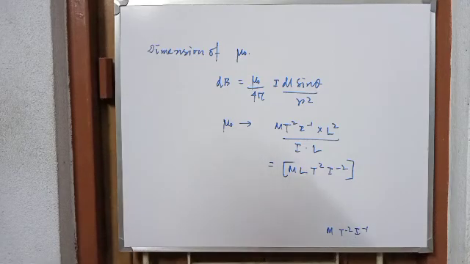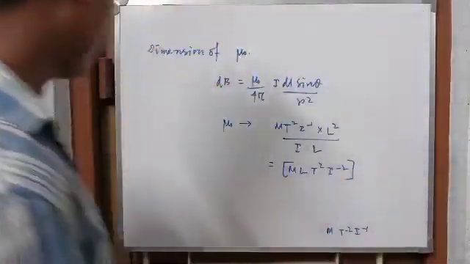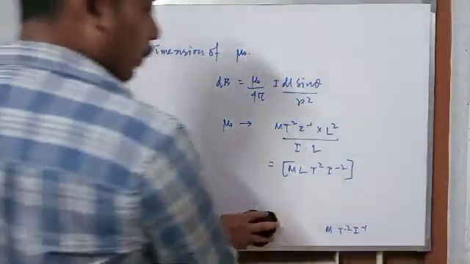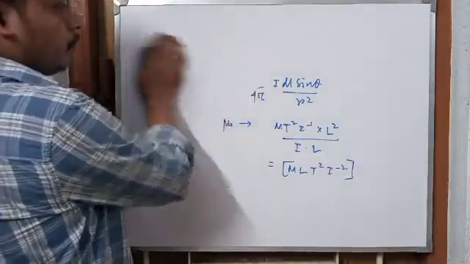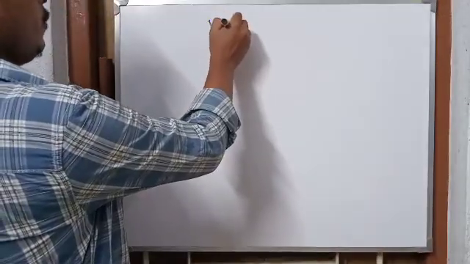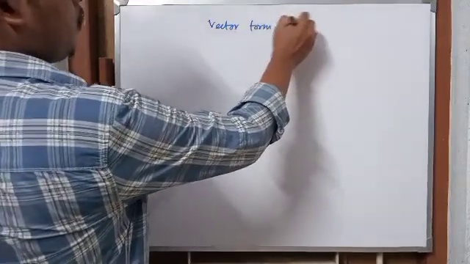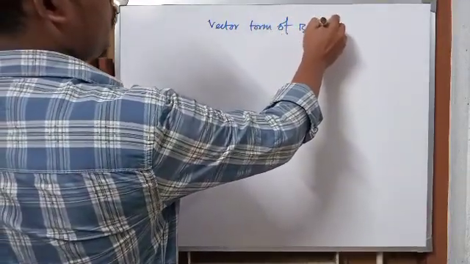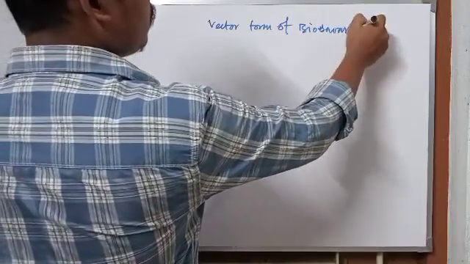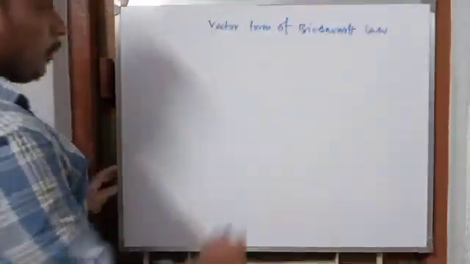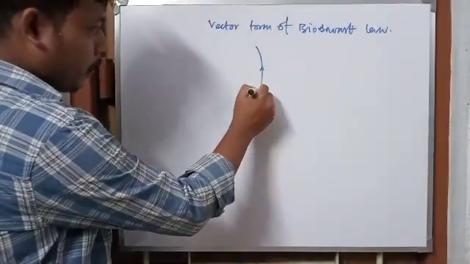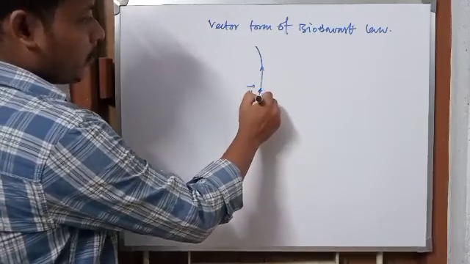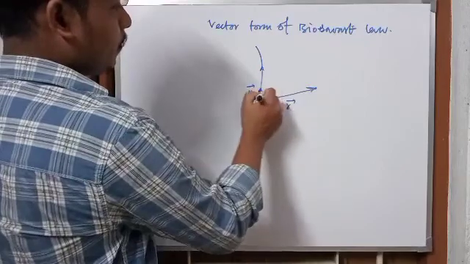Now the vector form of Biot-Savart Law. Again, this is the current carrying wire. Here is a small part, dl vector, r vector, and this is theta.